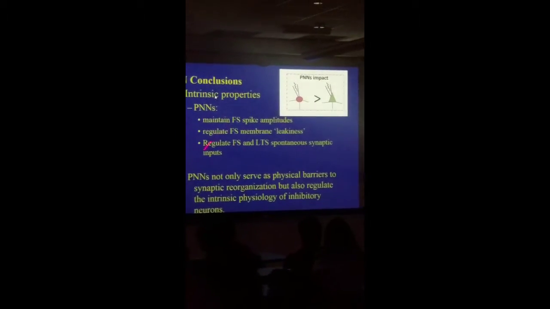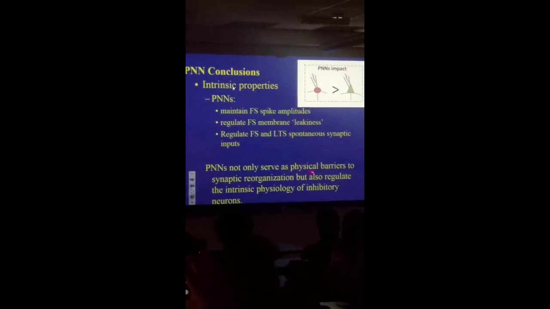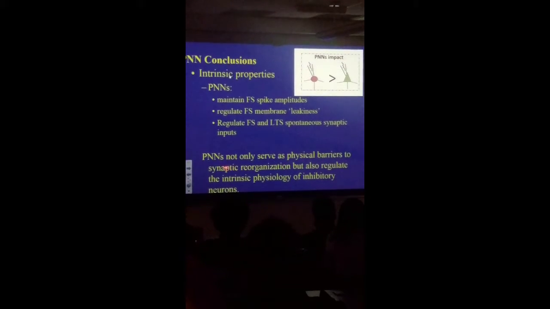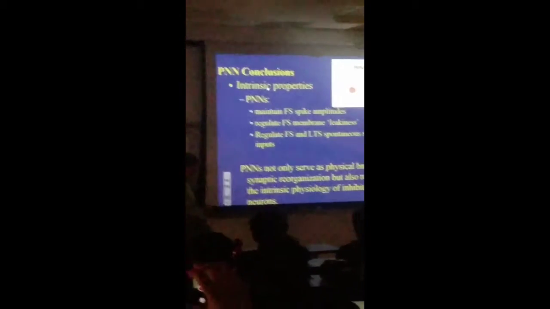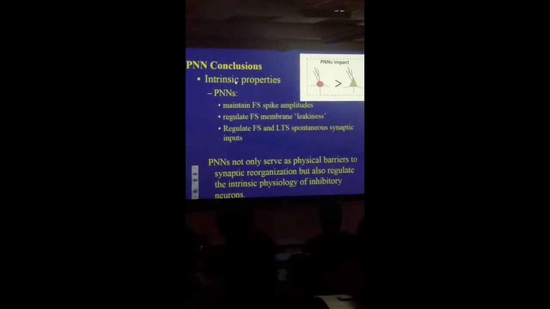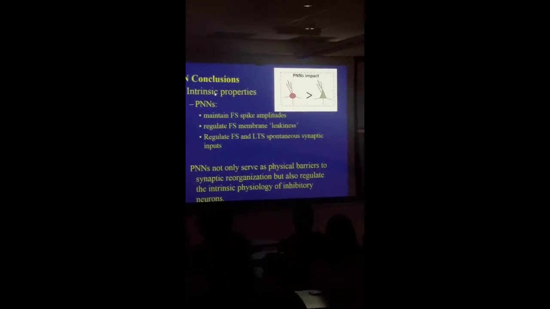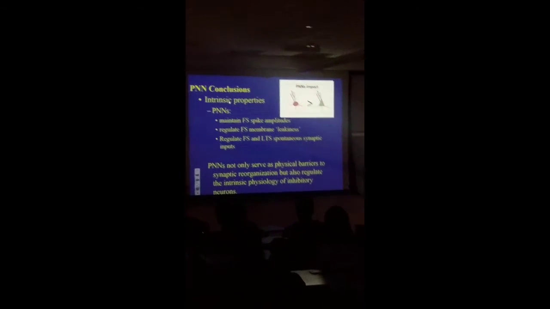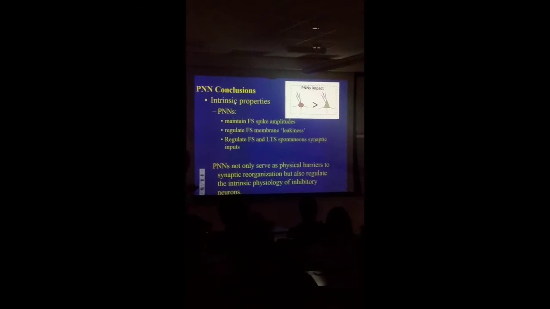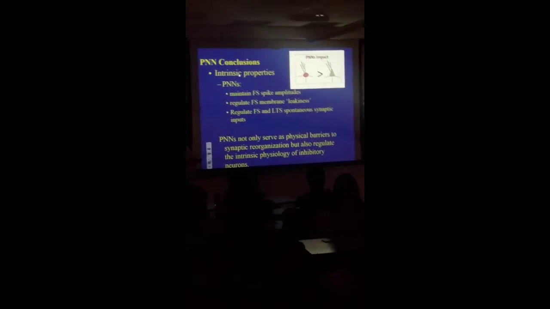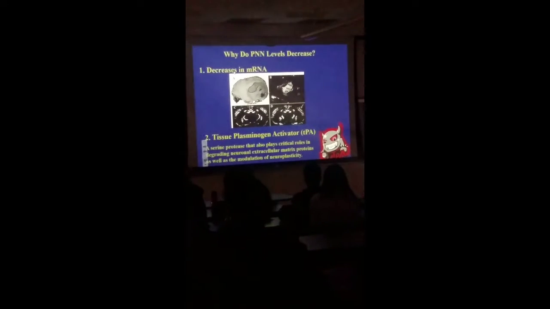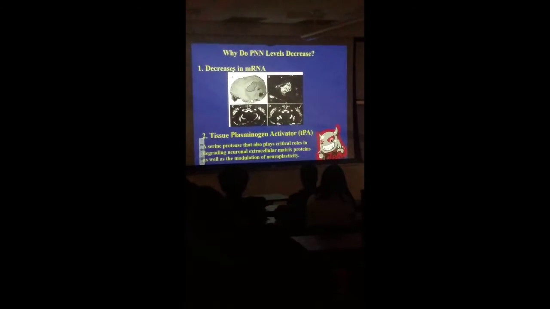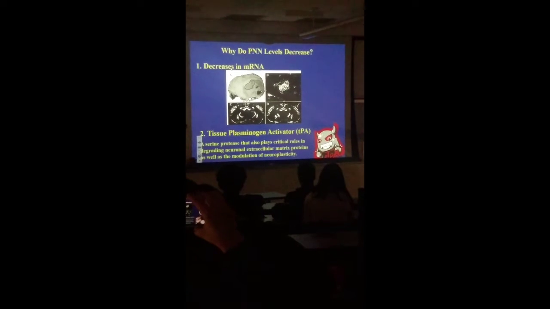So the intrinsic properties we went over, but PNNs not only serve as a physical barrier to synaptic reorientation, but also regulate the physiology of inhibitory neurons. And we think this might then impact those results I showed you at the beginning in terms of the physiology. One thing we saw is that the responses went up following trimming. If inhibition goes down, that would be consistent with that. So why are these levels decreasing? We looked at it from two aspects.